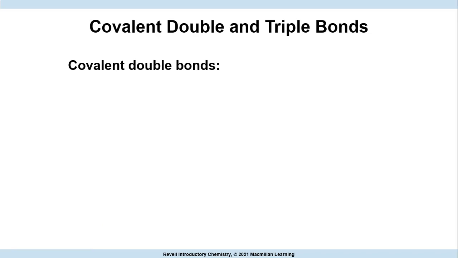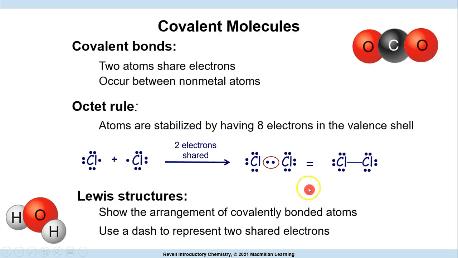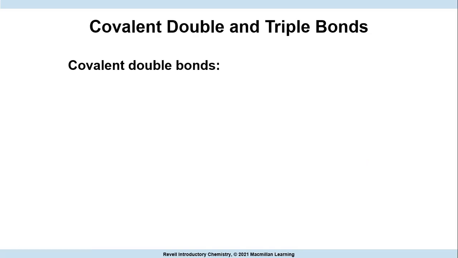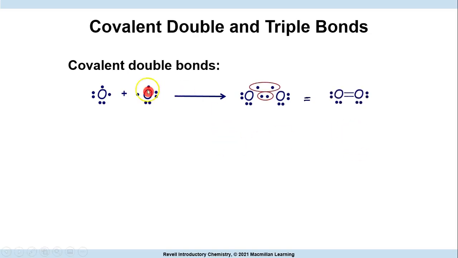Now let's look at covalent double and triple bonds. What I just showed you here is a covalent single bond. We are going to see the situation where we have a double and a triple bond. In the case of the double bonds, we are going to use atoms like oxygen. We know that the oxygen atom has 6 valence electrons, which means that for the oxygen atoms to have an octet, each of them is going to bring 2 of the electrons.